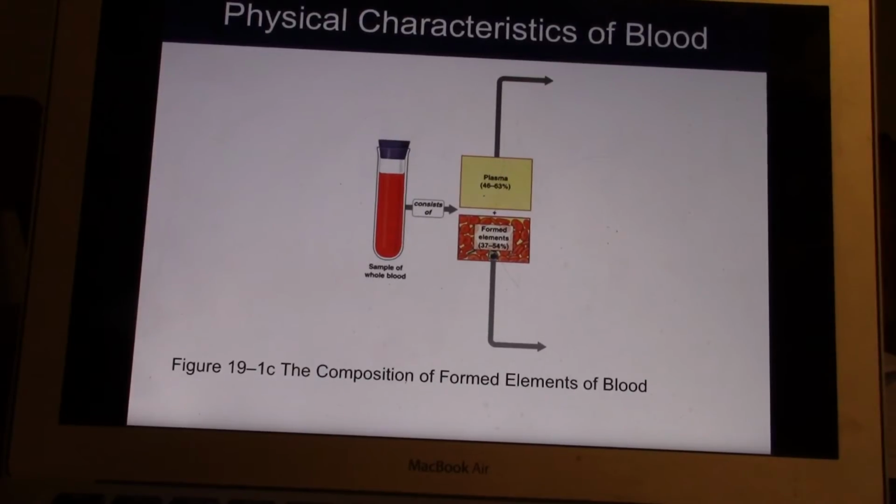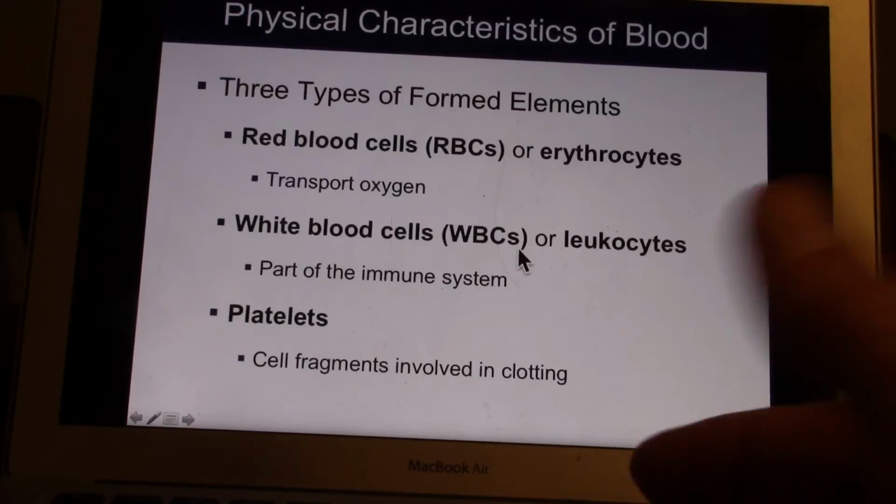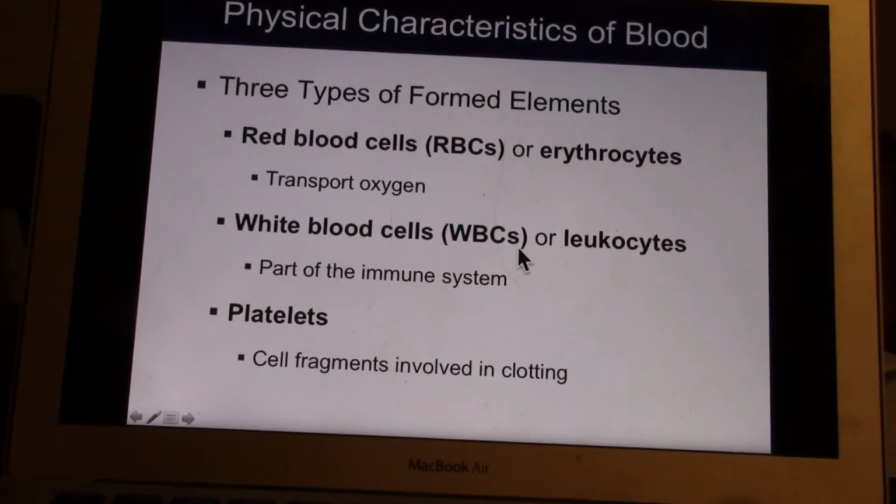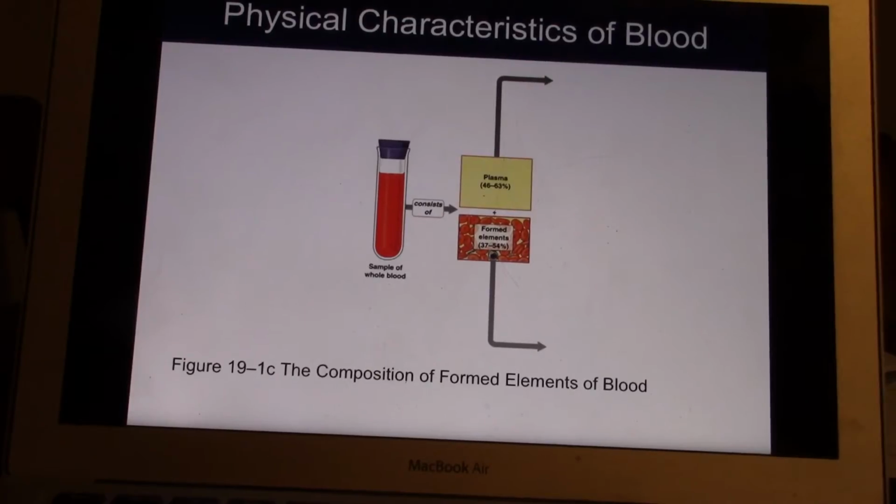Here's what it would look like if you took a sample of whole blood, on the left there, and then spun it down. It would turn into this. The top part would be kind of pale yellow. It would be the plasma. The lower part would be the cells. 99.9% of those, just so you know, are red cells, but we do include the other things as well.